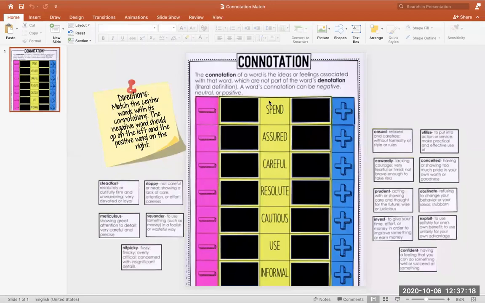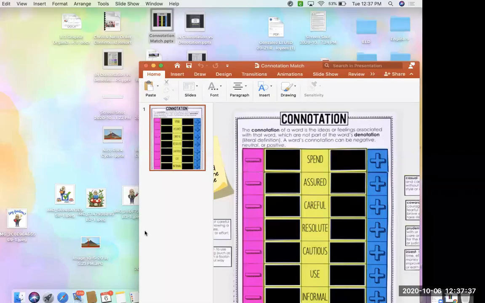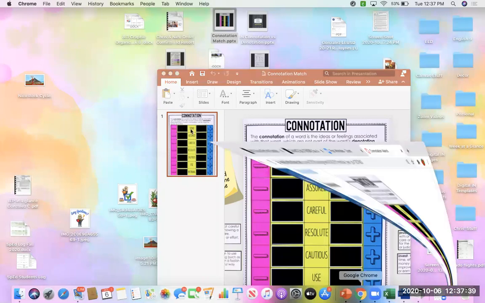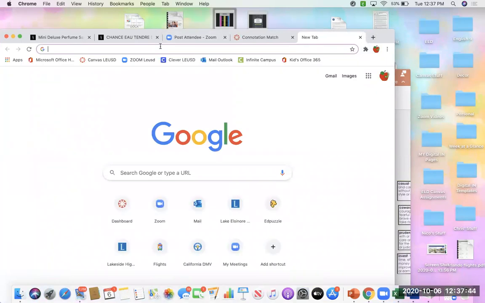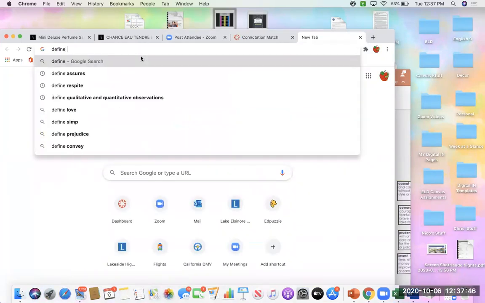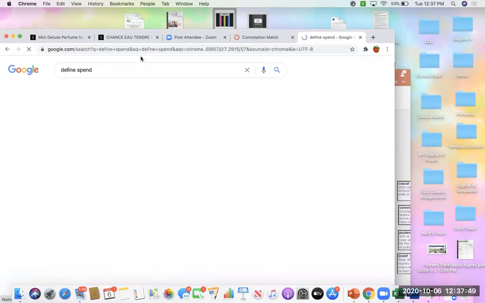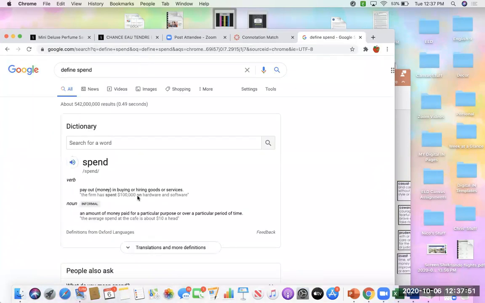And this time, if you don't know what the words mean, you are going to need to look them up. So if you don't have a dictionary at home, it's super simple. Just go onto Google and then type define and then the word. So for spend, you would put define spend. So just as a sample, I'm going to go ahead and do that. So if you don't know what the word means, you're going to do this, okay? So you literally can just type in the word define spend, just like that, and then the dictionary definition will come up.